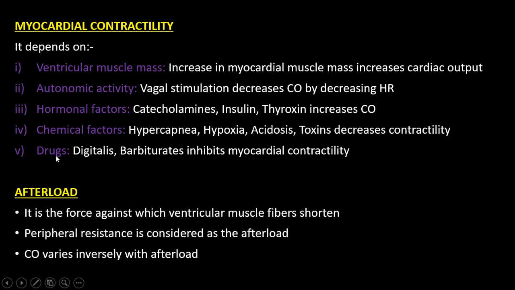Now the last one is drugs. Certain drugs like digitalis inhibit myocardial contractility. Barbiturates also inhibit myocardial contractility. How they inhibit myocardial contractility is they inhibit the sodium potassium ATPase pump activity. As we know, the sodium potassium pump is present in all the cells of the human body. So the inhibition of this pump will naturally result in a reduction in myocardial contractility. So these are the factors affecting myocardial contractility.